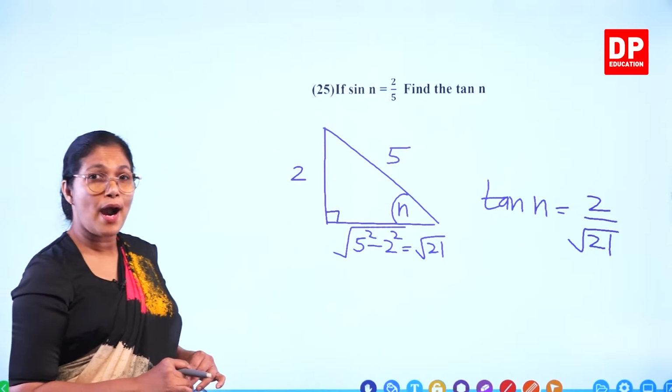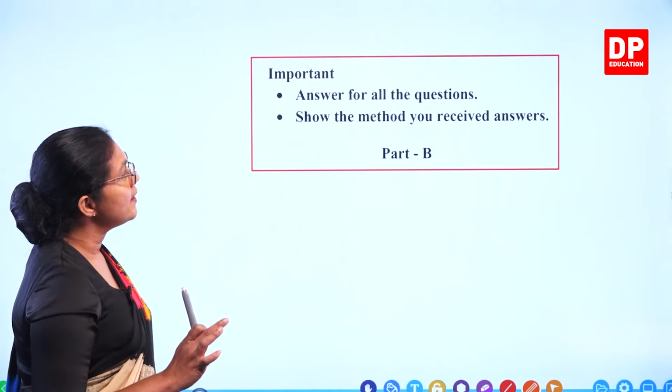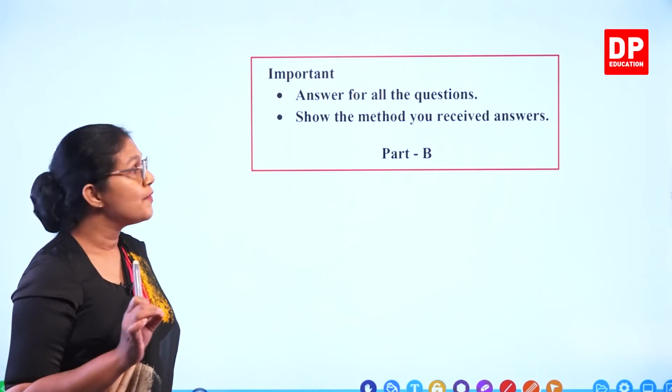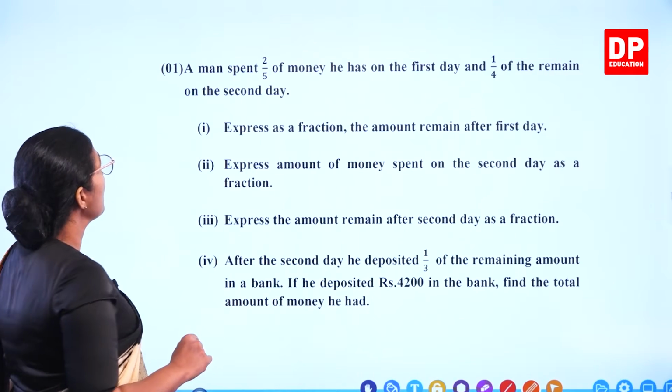Let's do part B now. In part B, you get 5 long questions and you have to answer all 5 questions within the given space. Show the method to receive the marks. So let's do the paper now.